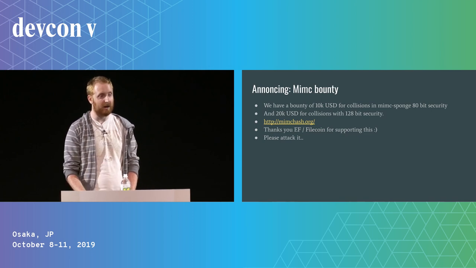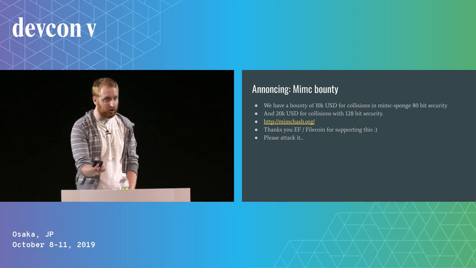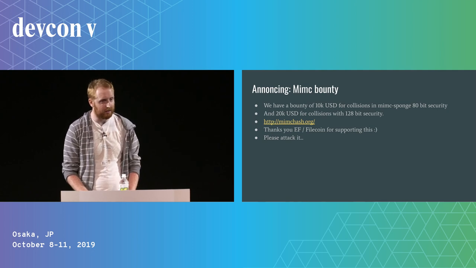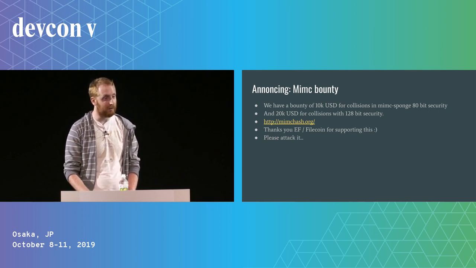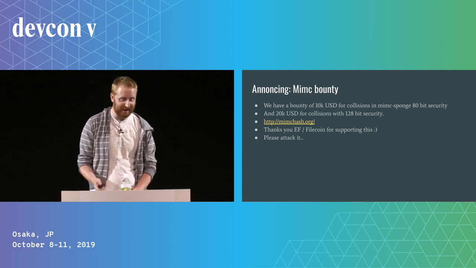In order to increase our confidence about the security of the hash functions, we're also announcing a bounty for collisions of the MiMC hash function. There are two difficulties: 80-bit security, where if you find a collision you get $10,000, and if you break the 128-bit security, you get $20,000. Here is the link with more information about the bounty. I'd like to thank the Ethereum Foundation and Filecoin for contributing to the bounty on these hash functions. So please attack it if you like.